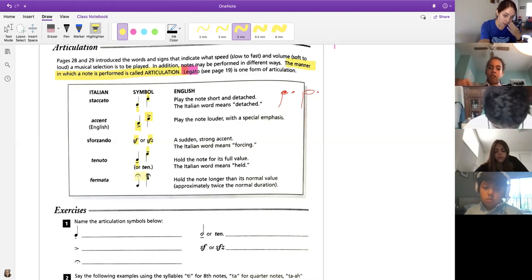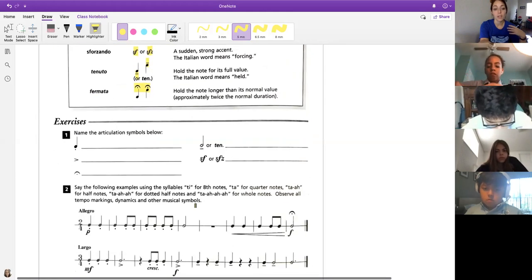Lastly, we've got the fermata. And the fermata just means to hold the note longer than its normal value. Usually that's going to be about twice as long. So if you see it over a quarter note, you'd hold it, instead of just 1 beat, for 2 beats. If you saw it over a half note, you'd hold it for about 4 beats instead of 2 beats. But that's not necessarily a rule. It's kind of approximate, and it's all up to the musician to decide how long they want it to be held.